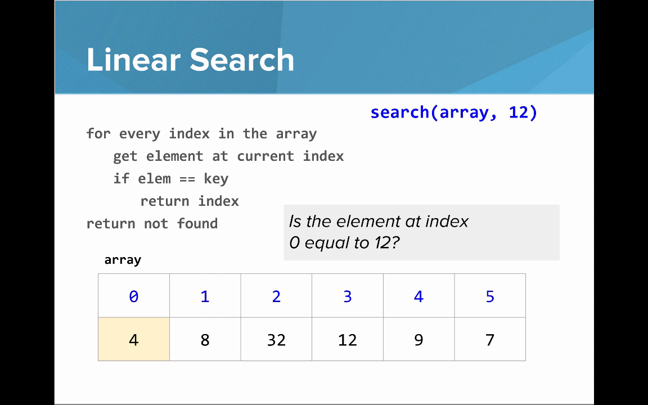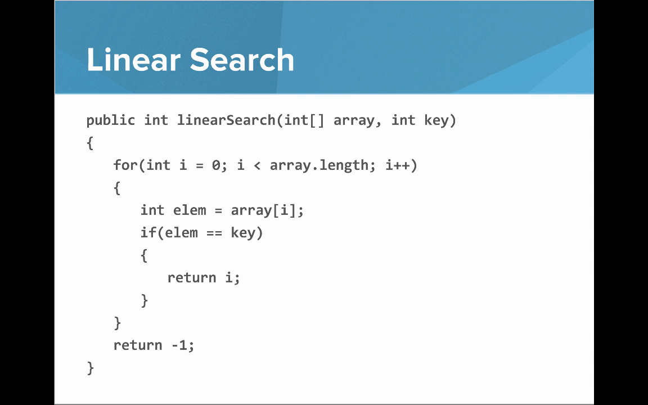So let's start at the beginning. Is the element at index 0 equal to 12? Nope. What about at index 1? Nope. What about at index 2? Nope. What about at index 3? Yes, it is equal to 12, so let's return 3. So that's a step-by-step process.